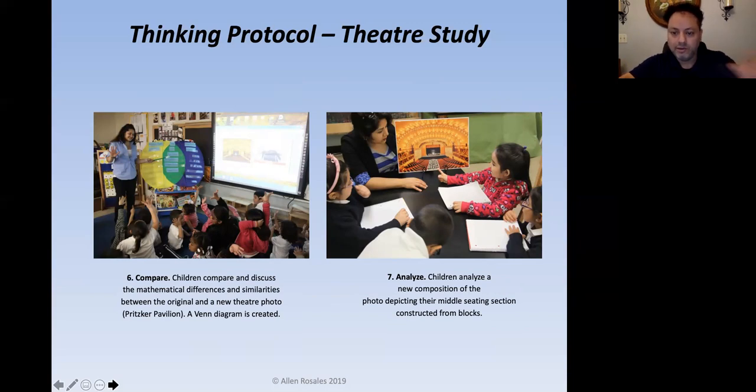And if you notice the photo on the right, I photoshopped the children's construction into the picture of the theater. So basically what they created the previous day, and you can Photoshop it, or you can just copy and paste it and copy it on a scanner or on the copy machine. But they were excited to see what they had built previously is now in the photo, and it looks exactly the way they observed it previously. So they're analyzing.